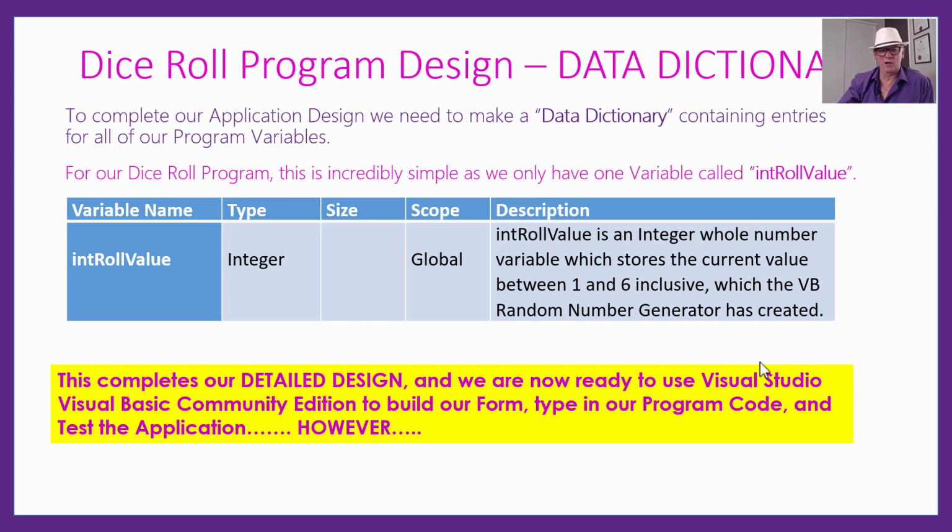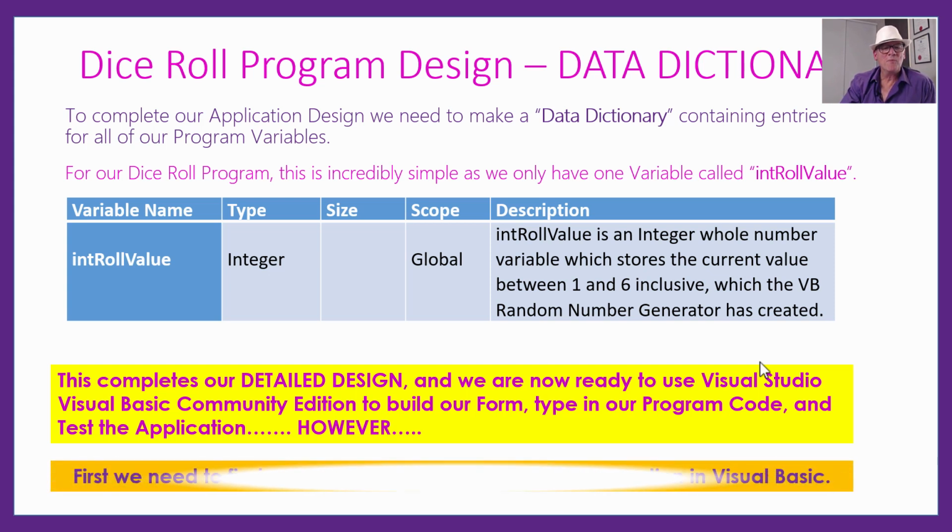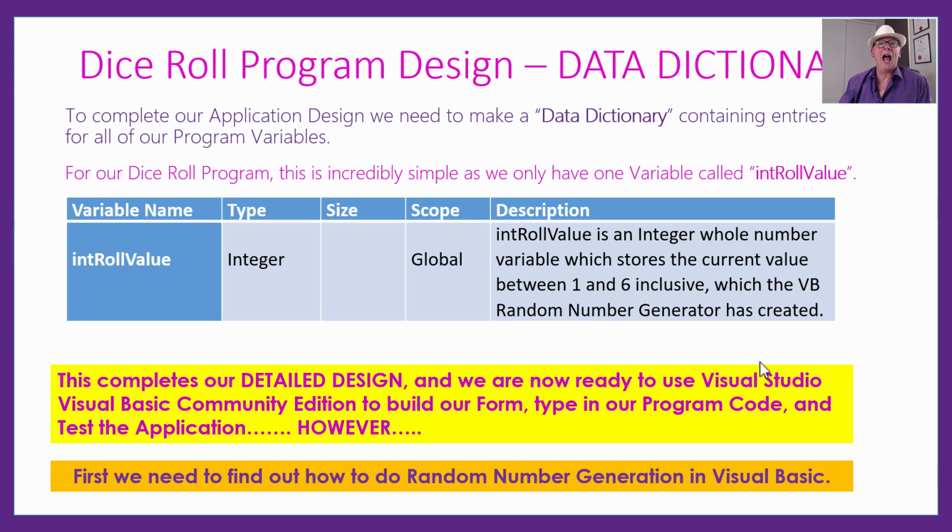However, for this project, there's always a however if you've watched all of our other videos. Yeah, look, first we need to find out how do we do random numbers in Visual Basic. So we'll look at that. Then I promise we're finally ready to do coding, the favorite fun bit.